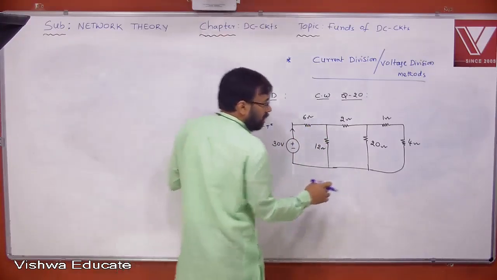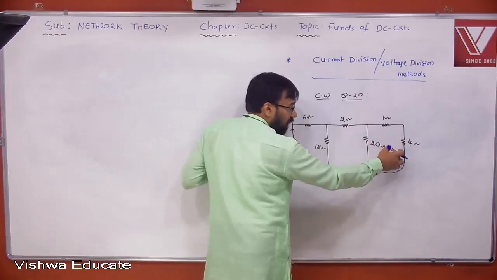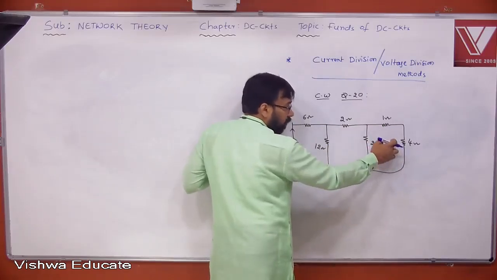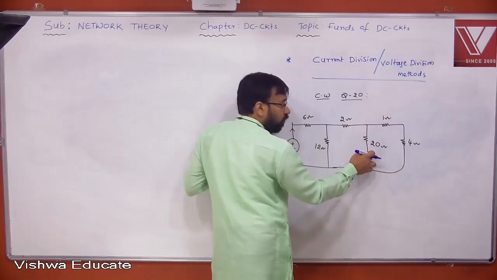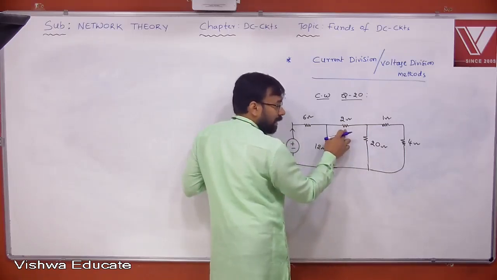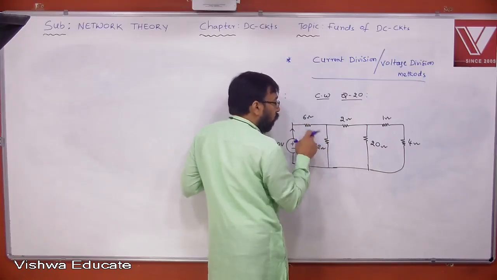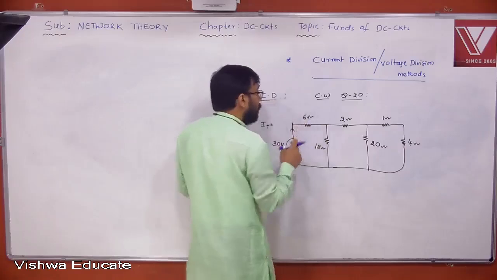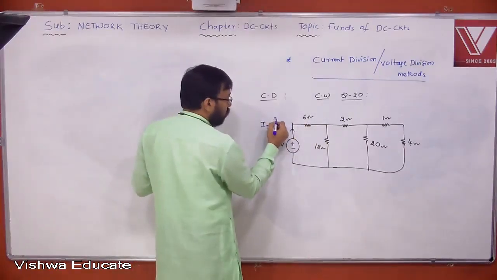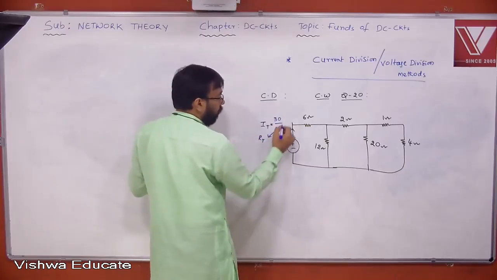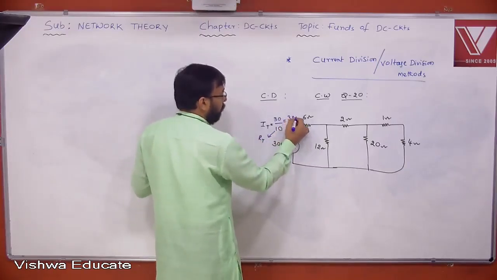What is the total resistance? Come in the opposite direction: 1 and 4 are in series, that is 5. 5 and 20 in parallel, that is 4. 4 plus 2, 6, that is series. 6 and 12 in parallel: 6 into 12 by 6 plus 12, 4. 4 and 6 in series: 4 plus 6, 10. So total resistance is 10 ohm. Total voltage by total resistance is giving you 3 amperes.